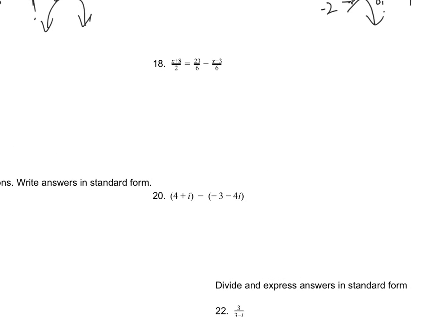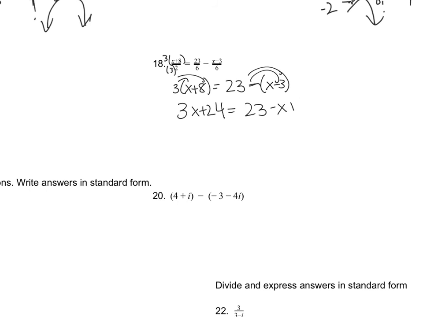Here we're going to get all the bottoms the same and drop them. So this needs a 3. Drop the bases, so we have 3 times x plus 8 equals 23 minus x minus 3. We're going to go ahead and distribute. 3x plus 24 equals 23. Distribute. Negative x plus 3.